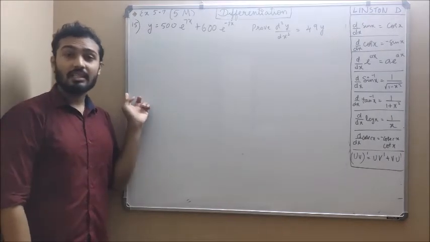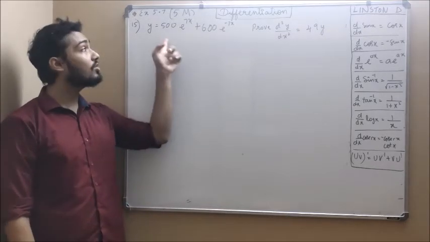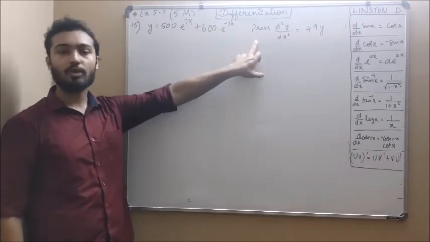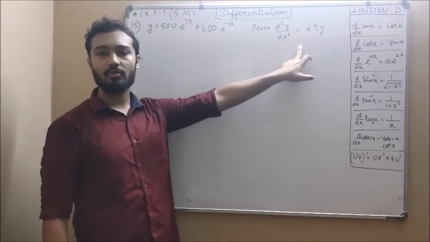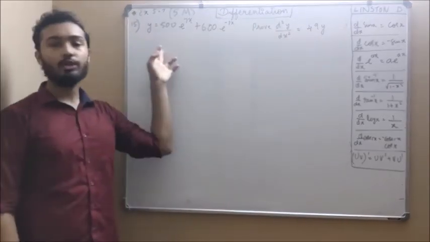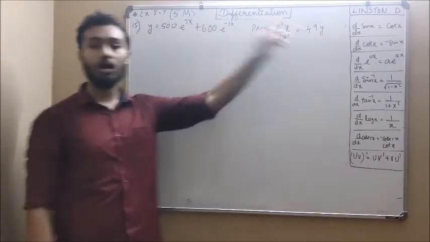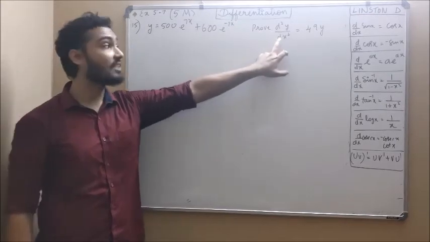We will proceed. The next question, 15th question: y equal to 500 e power 7x plus 600 e power minus 7x. You have to prove that d square y by dx square equal to 49y. So how do you do this? First, obviously we have to find the second order derivative. Y is already given, so first find the first order derivative.